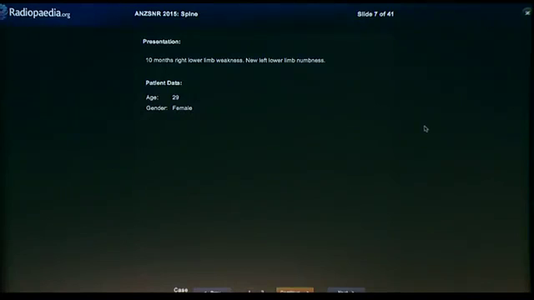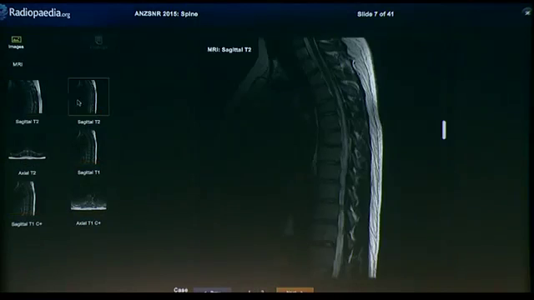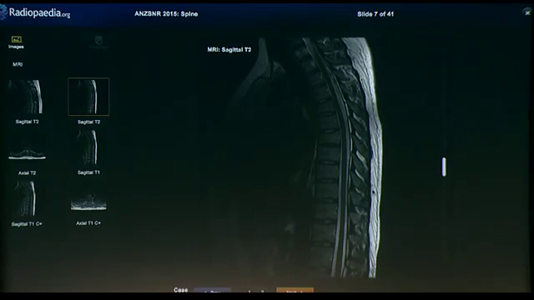a 29-year-old female. She's got quite a long background history of 10 months of lower limb weakness on the right, but over the last few days she's started to develop sensory changes in the contralateral limb. So usually we start off, or I start off with the T2 sagittals, and when you start off in the midline, really looks fairly normal.